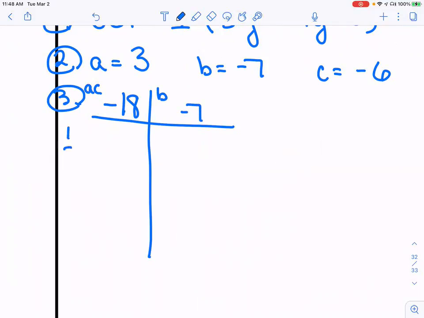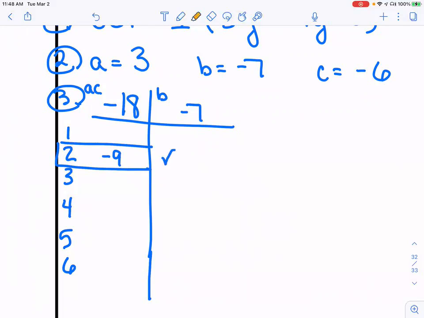Now you can do 1, 2, 3, 4, 5, 6 until you get one that works. Okay, so the answer is 2 and negative 9. 2 times negative 9 is negative 18, adds to negative 7. Good. I don't need to adjust my signs. Those are your magic numbers. Time for the box.